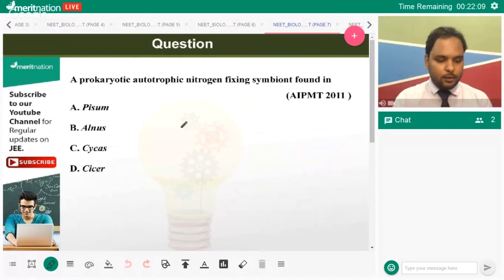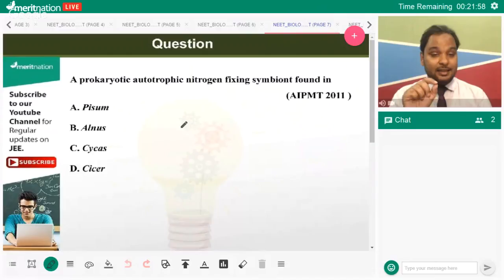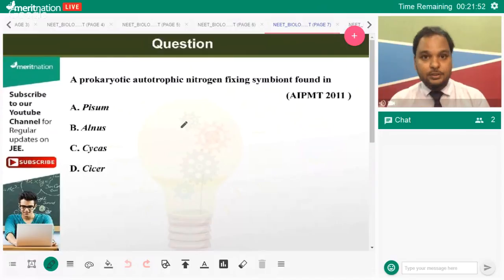Can anyone tell me which type of organism we are talking about? The options give Pisum, Alnus, Cycas, and Casuarina. These are the plants. But what is that prokaryotic organism which lives inside one of these plants as a symbiont? Can you name it? You people are right, absolutely, that it's C, Cycas. But inside the Cycas, which prokaryote lives? What's the name? Quickly, I know you know the answer. Come on, everyone.